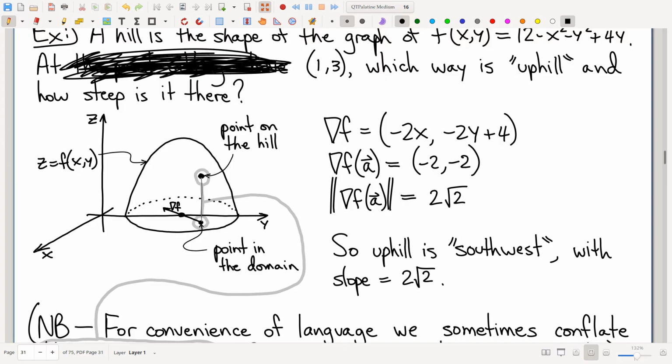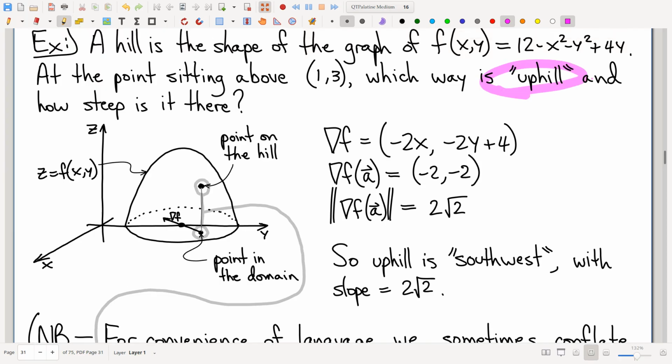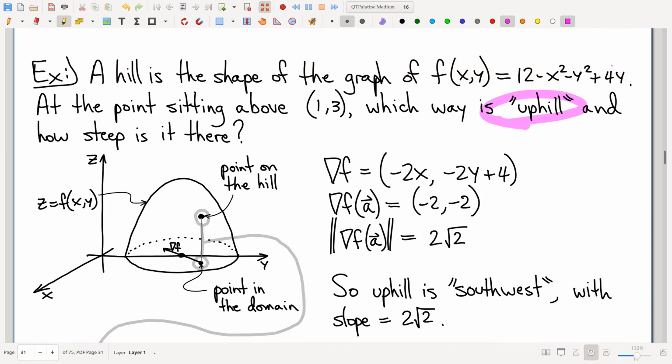Okay. All right. Okay, so it's basically all over but the shouting. You want to know which way is uphill? Well, uphill is the direction in which altitude increases the fastest. So I want the direction of fastest increase of my altitude function. That's altitude because we're looking at the graph. So it gives z. And so we take the gradient and we look at the unit vector in the direction of the gradient. It's very plug and chug. It's even a short plug and chug, so that's nice.